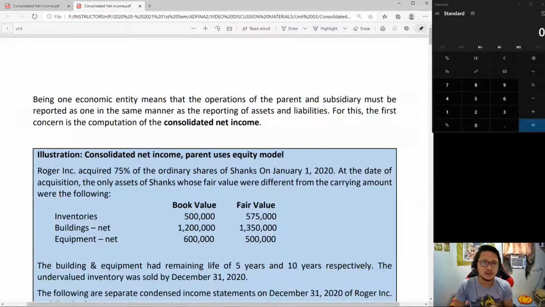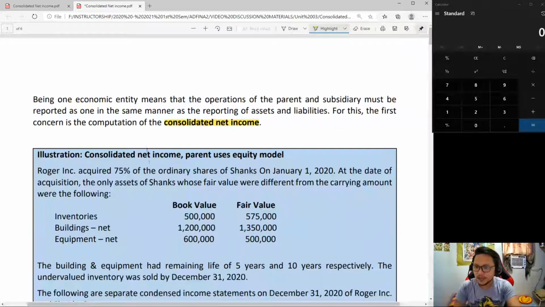consolidated balance sheet, as we have discussed in our date of acquisition consolidation. But our concern here is combining the income statement of the parent and the subsidiary. We will not actually be preparing the income statement yet. We are only going to compute consolidated net income. So let's get to this problem.